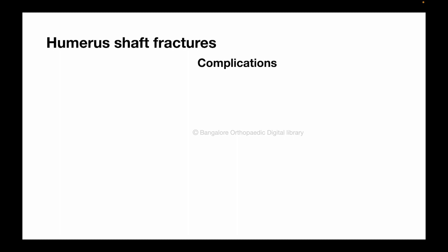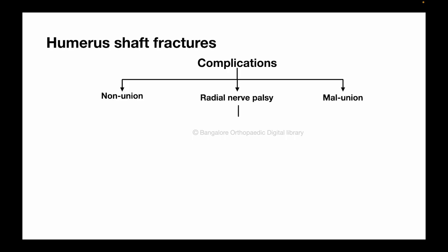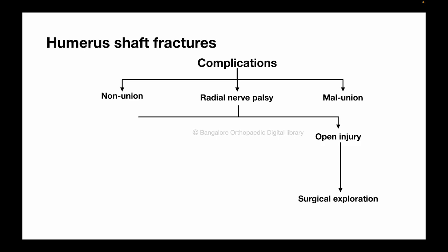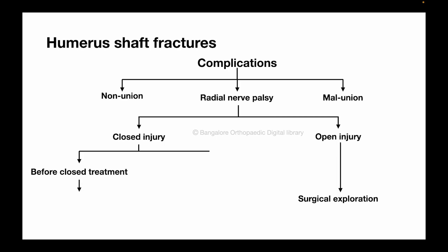Common complications of humerus shaft fractures include non-union, malunion, and radial nerve palsy. If the nerve palsy is associated with an open fracture, then a surgical exploration is essential. However, if it is associated with a closed injury and if it happens before a closed treatment, then it's likely that the nerve is injured by neuropraxia and hence a simple observation may be sufficient.